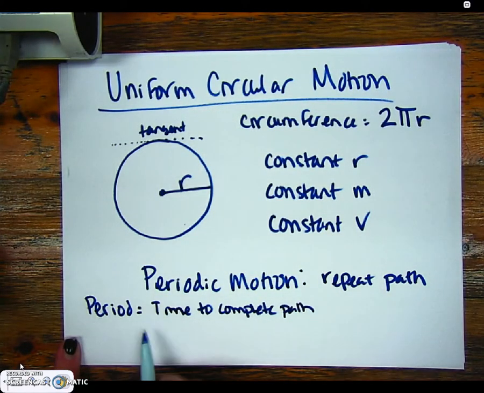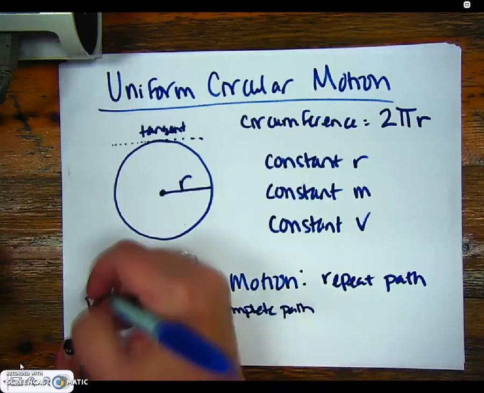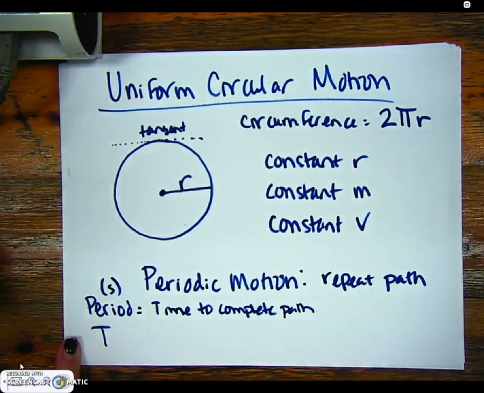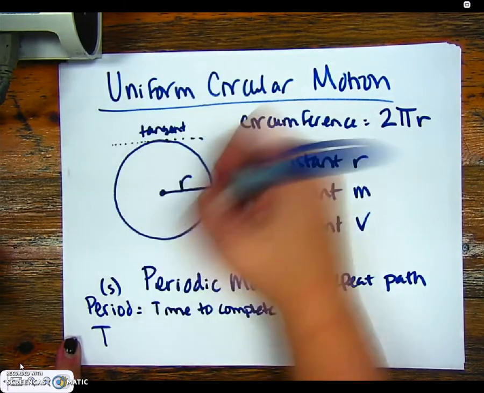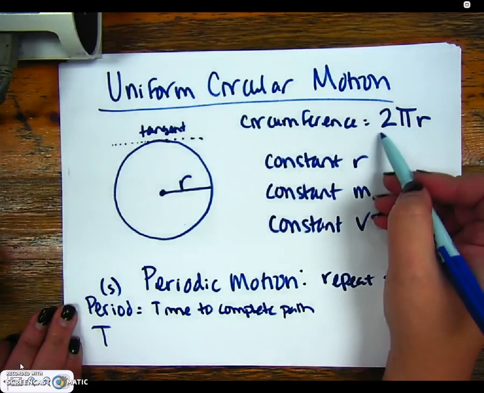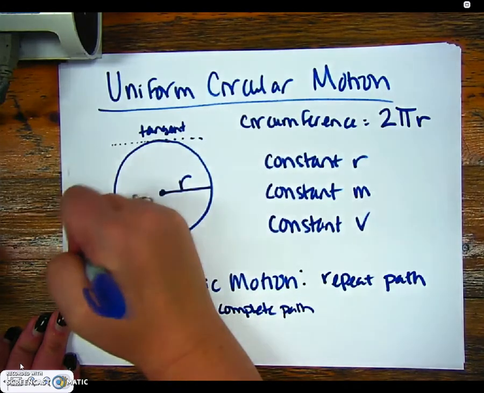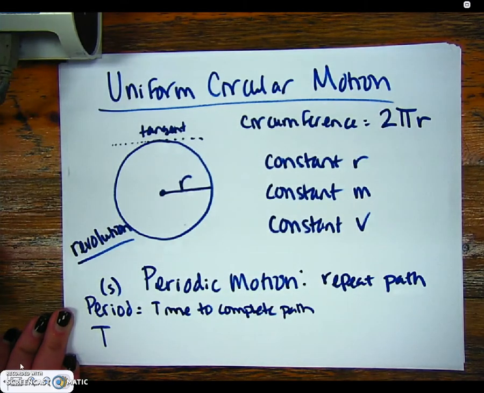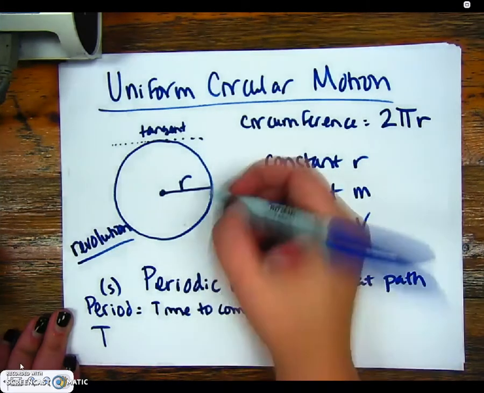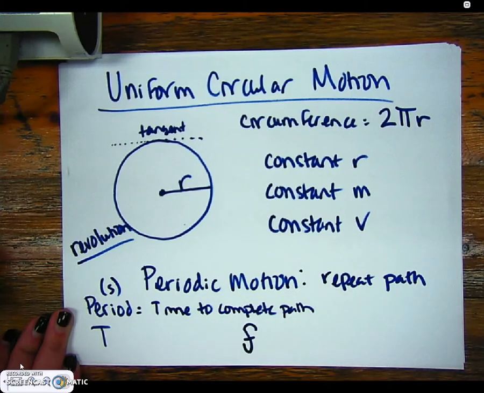Because it's a time measurement, it's written with a letter T, and the unit is seconds. So the period of a circle is how much time it takes to go around once. Well, what do we call going around a circle once? The distance is the circumference, but going around a circle once is called a revolution. So if we're going to talk about how many revolutions you're going to do in a certain period of time, that's a measurement called frequency, which is written with a letter F.